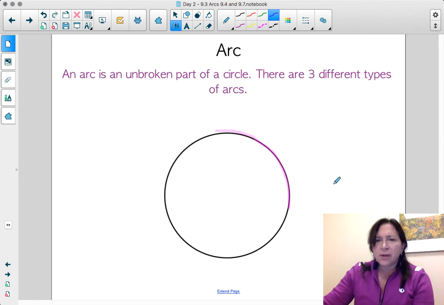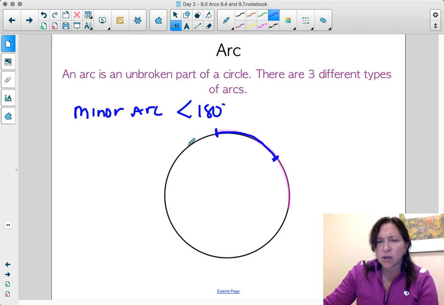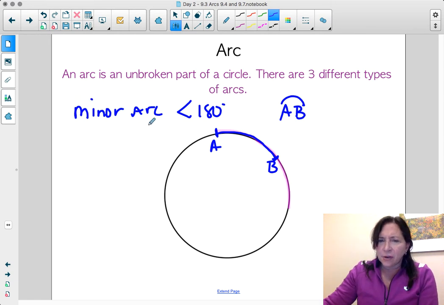We have 3 different kinds of arcs that we cover in this class. The first arc is basically what we call a minor arc. And a minor arc is an arc that is less than 180 degrees. And we label it, let's say this is A and this is B, we would call that arc AB. Any arc that's less than 180 degrees is what we call a minor arc.